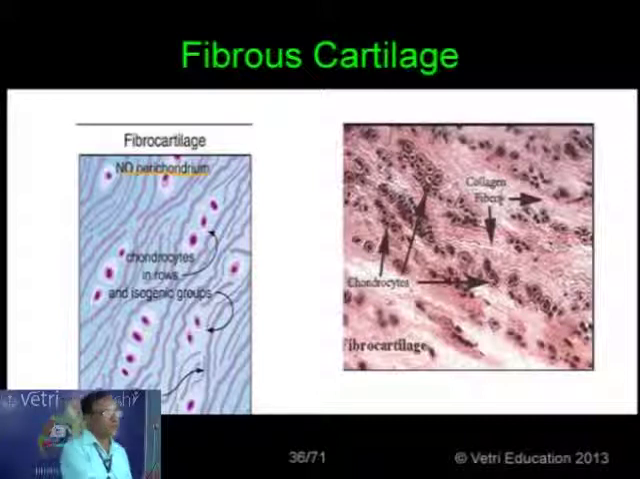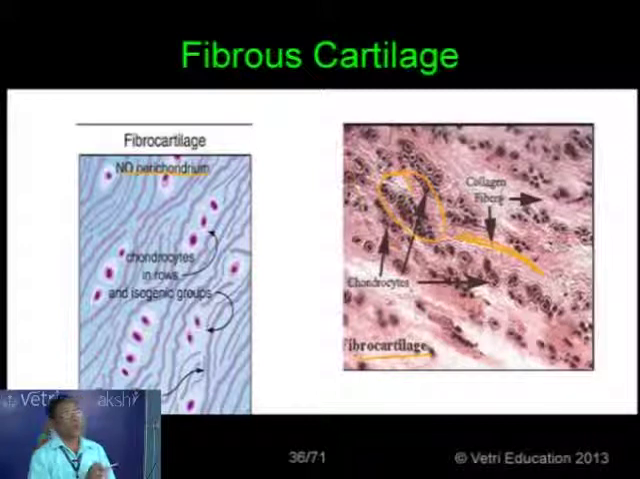And again, this is the original picture taken after making a cross section of the fibrous cartilage. See, we have the collagen fibers which are white in color, and here and there we have the chondrocytes, these are the lacunae with the chondrocytes. This is a fibrous cartilage without perichondrium. No perichondrium is found in fibrous cartilage. So this is the diagrammatic one and this is the original section taken from the fibrous cartilage.